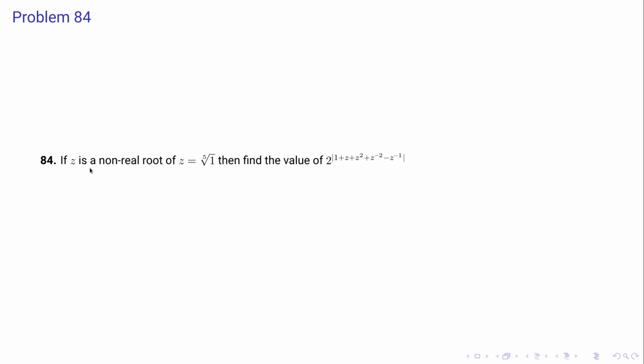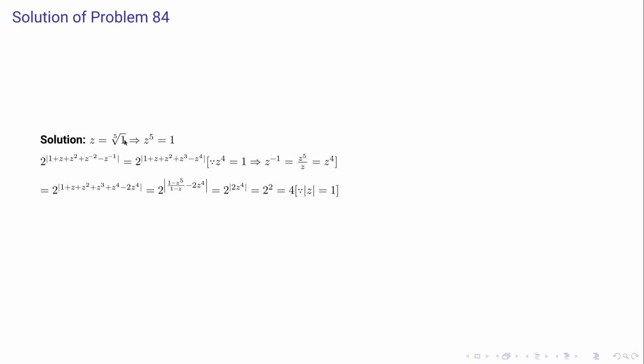Problem 84 says that if z is a non-real root of z to the power 5 equal to 1, then find the value of 2 to the power 1 plus z square plus z to the power minus 2 minus z to the power minus 1. Since z is the 5th root of 1, we can say that z to the power 5 is equal to 1. Now here we can write z to the power minus 2 as z cube and z to the power minus 1 is equal to z to the power 4, because this is 5.